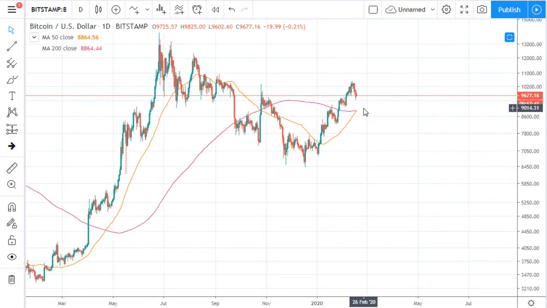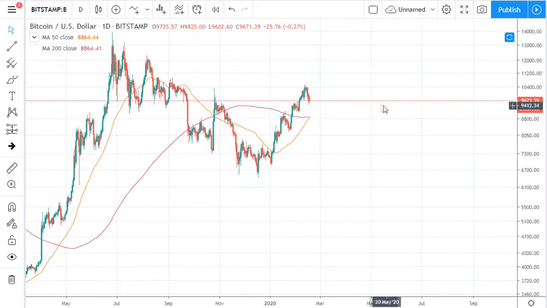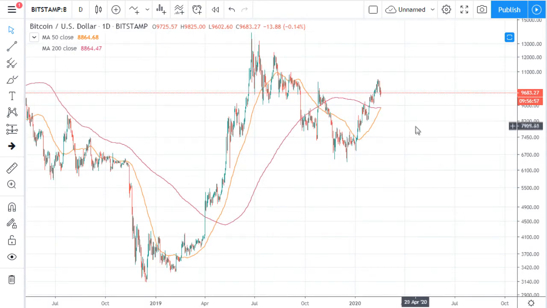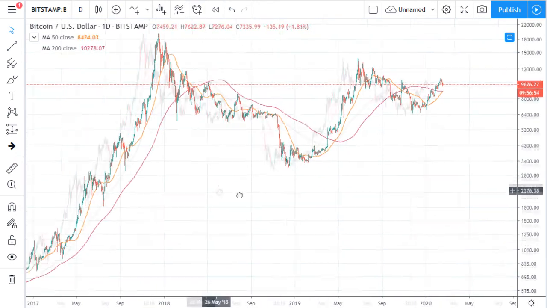The halvening is set to happen somewhere around in May, so we may have a golden cross here again, followed by another death cross, and then that death cross may just shake out all the weak hands, and then in middle of May when we have the halvening, the Bitcoin can pump again. We have seen this in the past as well. Let me go back here.